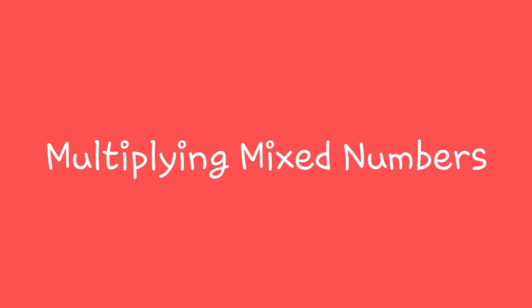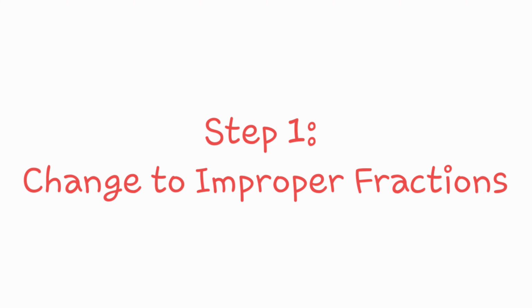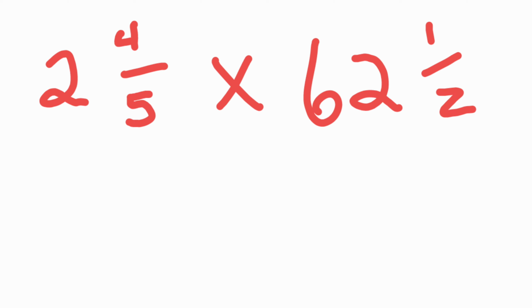Today we're going to be learning about multiplying mixed numbers. So to do that, you're going to need to change them into improper fractions. Here I have for you two mixed numbers, 2 4/5 times 62 1/2. These are both mixed numbers, so you're going to have to change them into improper fractions.